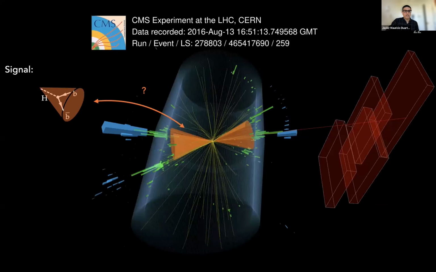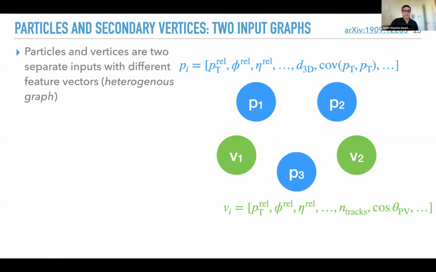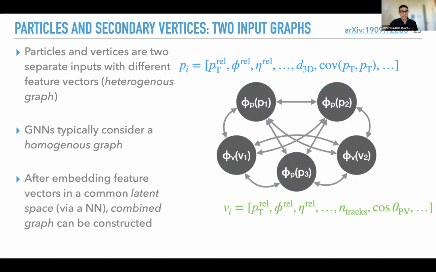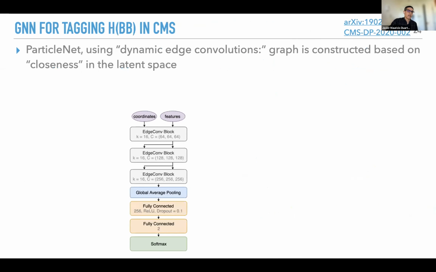So another task is jet tagging. And like I said before, this is kind of a simpler task in the sense that the output is for the graph as a whole. Again, here for jet tagging, we might have multiple sets of inputs, so like particles and vertices. So here there's another way to, rather than just padding the two vectors to be the same size, embed them into some common latent space, some common representation space, and then use that as the graph input. So then all of particles and secondary vertices can be considered together.